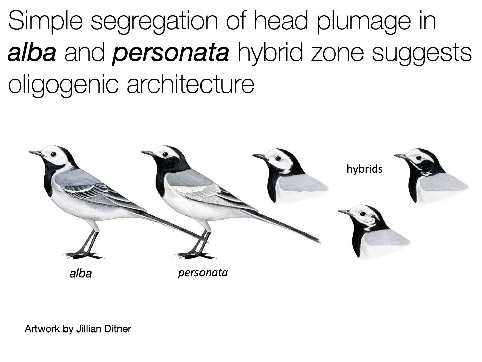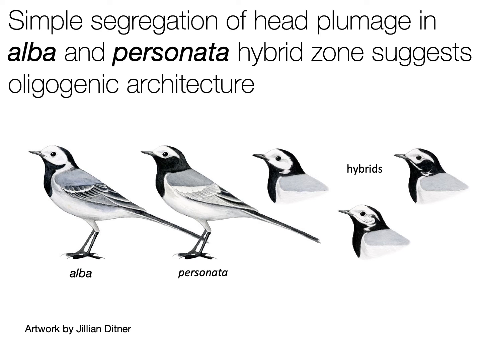One thing that he noticed while he was doing this work was that there's really simple segregation of head plumage in alba and personata in the hybrid zone, which suggests that there's very simple genetic architecture to that trait. Most individuals either look like alba, pictured on the left, or personata in the middle, and the only hybrid phenotypes you find for head and neck coloration are depicted here. Either an alba-like individual on the left of the hybrid panel, a personata-like individual on the right of the hybrid panel, or a fully intermediate individual.